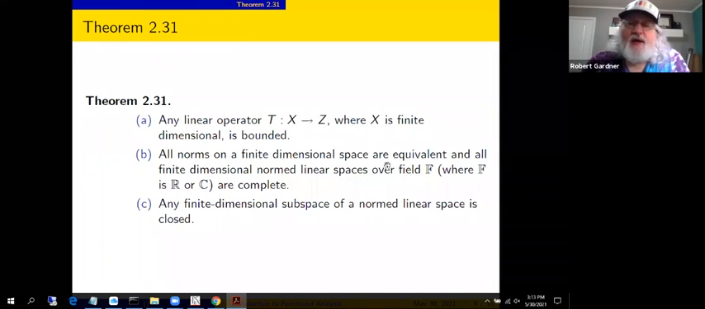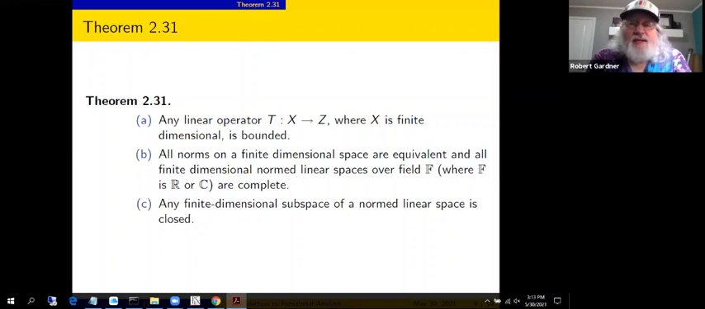Secondly, all norms on a finite dimensional space are equivalent. Wow. All norms are equivalent on finite dimensional spaces, meaning if you have a finite dimensional normed linear space, then you can pick any norm you like because all norms are equivalent. That means all the same sequences converge, all the same topological properties hold, all the same limit properties hold. And second claim, all finite dimensional normed linear spaces over the field F, the reals or the complex numbers, are complete. So completeness isn't a concern in finite dimensions.